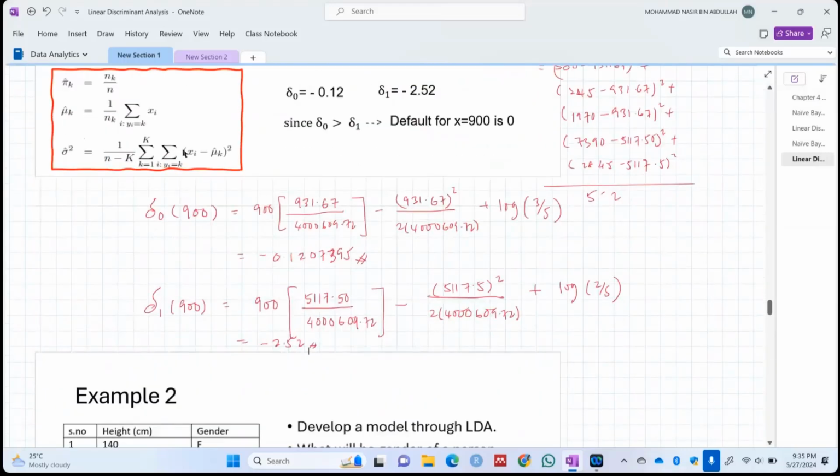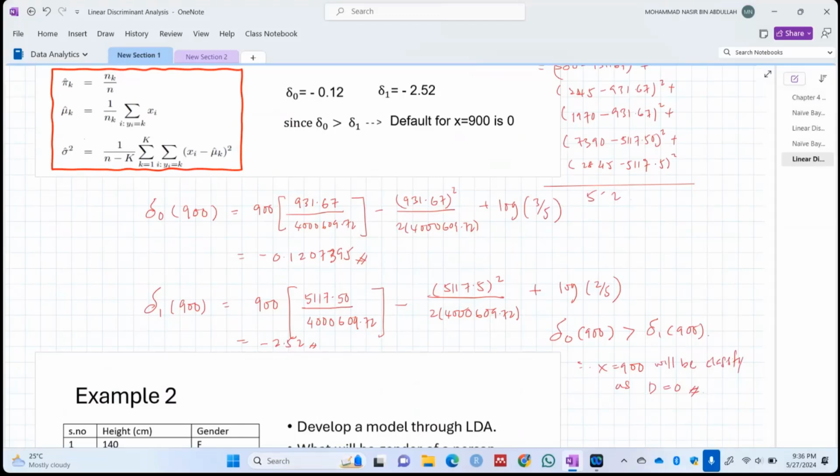And then we do a comparison. Since delta 0 at 900 is larger than delta 1 at 900, x equal to 900 will be classified as 0. So x equal to 900 will be classified as d equal to 0.